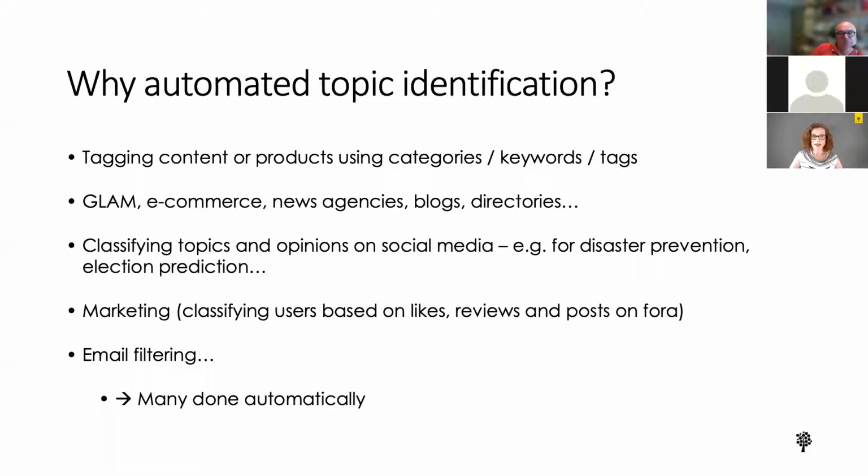Also, automatic topic identification is used in marketing. We can classify users based on likes, based on reviews and posts on different forums which they make. And the one that we use on a daily basis quite efficiently is email filtering for spamming, for filtering out spam. And many of these are done automatically.